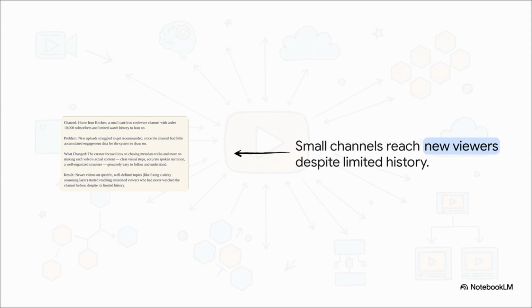Let's make this a bit more concrete. Take a hypothetical small channel from the Semantic Future Creator Handbook called Home Iron Kitchen, sitting at under 10,000 subscribers. Under the old system, they just wouldn't have the engagement history to get pushed out. But under this new system, they suddenly start reaching totally new viewers. Why? Because their clear visual steps and accurate spoken narration perfectly formed a specific semantic ID. Let's say a guide on fixing a sticky cast iron pan. The AI could confidently recommend it based purely on the content, rather than their channel size.